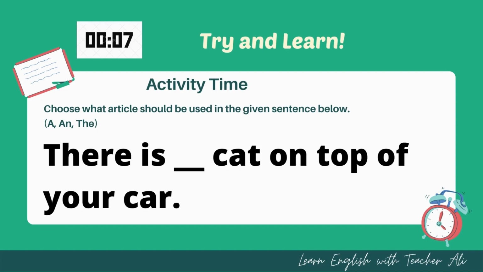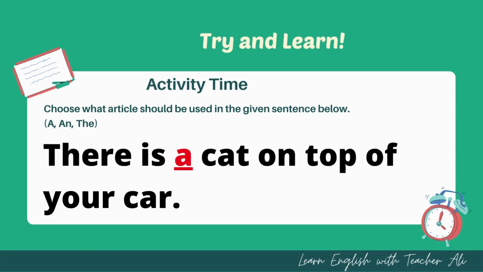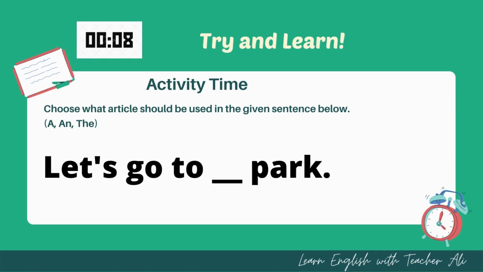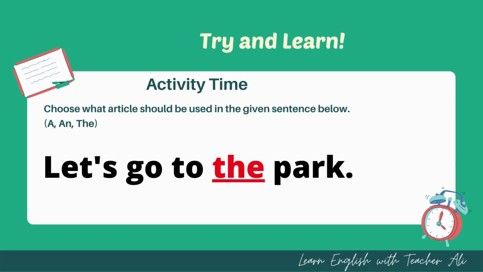There is blank cat on top of your car. Yay! The answer is A. There is a cat on top of your car. Let's go to blank park. Did you get the correct answer? Let's go to the park.